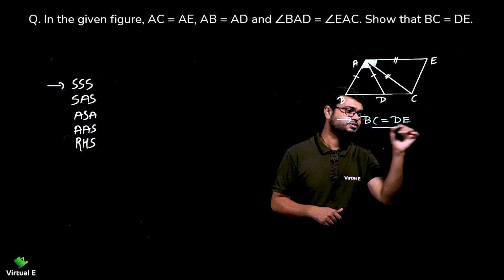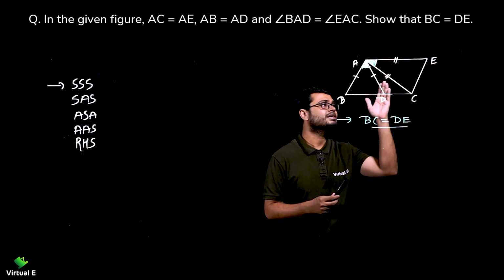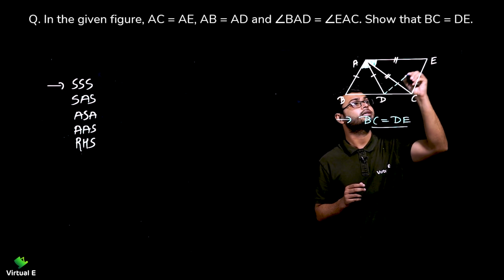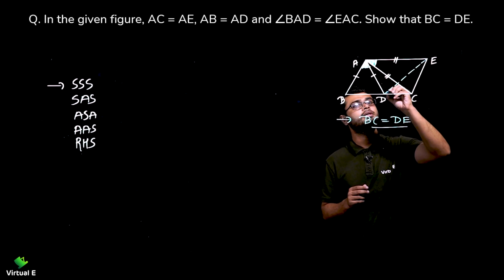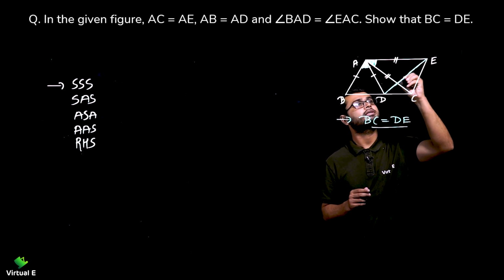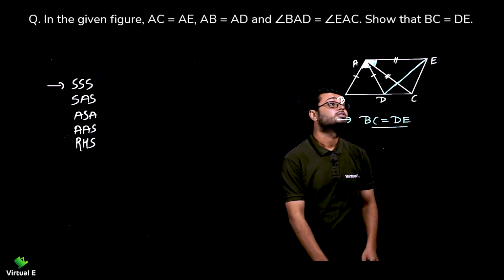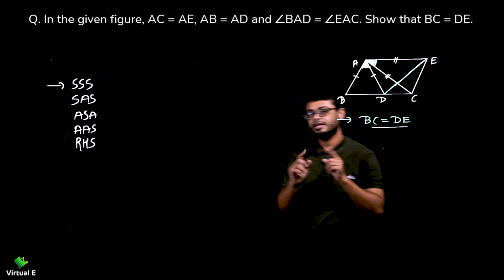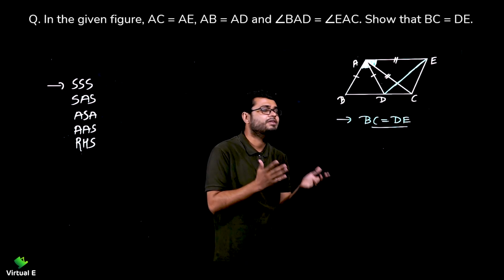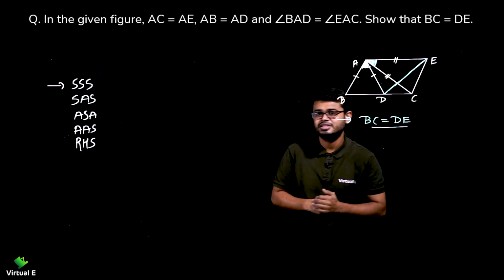This is what we are interested in. Now observe over here, BC is with us, but DE is not in the figure. So connect it. We can connect here DE, right? Done. Now let's start. So first of all, most important thing I told you was about identifying the triangles. Which two triangles are we supposed to prove congruent? Then by CPCT we can prove BC equals DE.